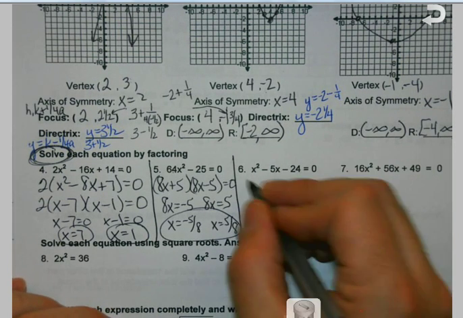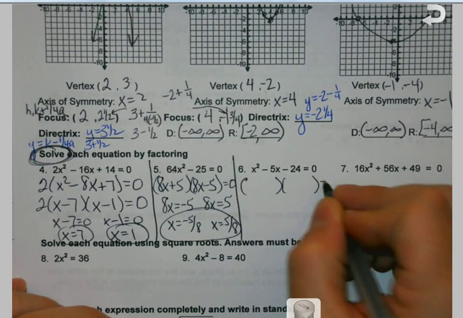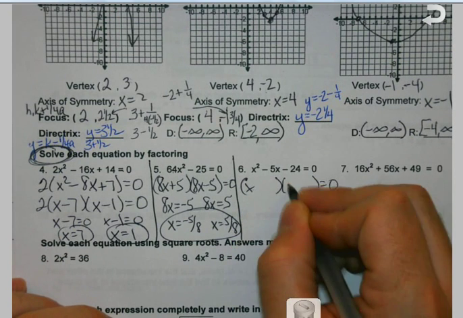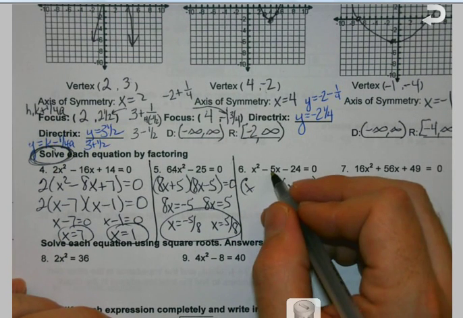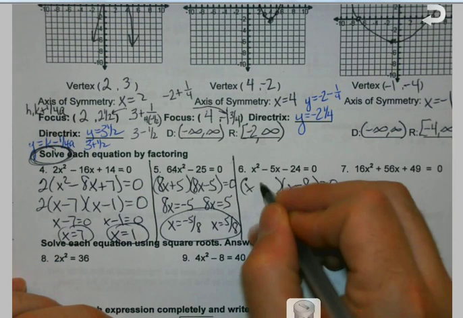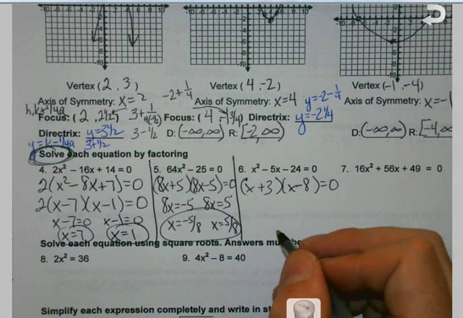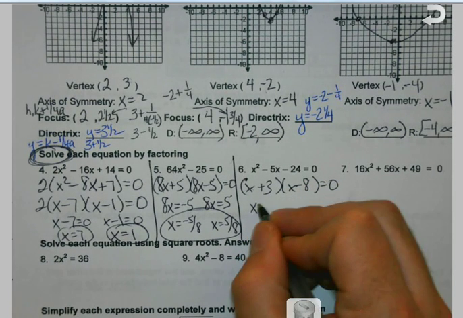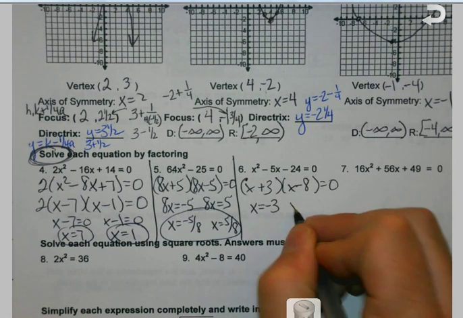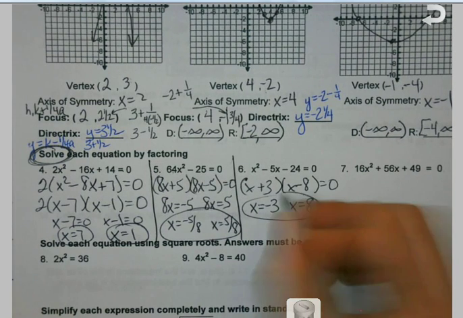Here, simple diamond type problem. What multiplies to -24 and adds to -5? -8 and 3. Again, don't stop, you're solving. And when I set those equal to 0, I basically just switch the signs on each.